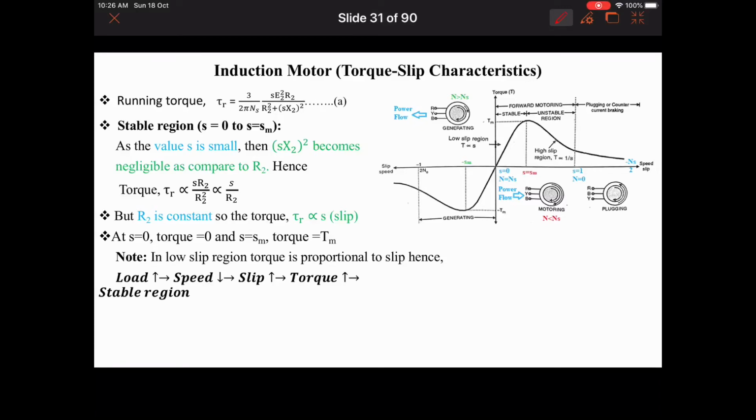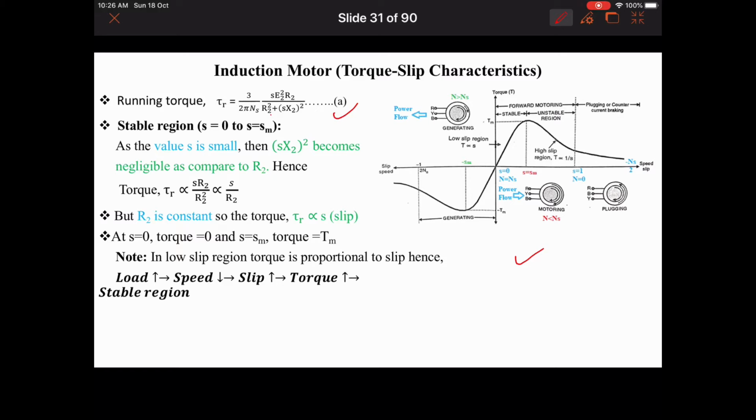Torque slip characteristics of induction motor. In this picture, the torque slip characteristics is shown. As we know, the torque is equal to 3 by 2 pi ns, s e2 square r2, divided by r2 square plus s x2 square.